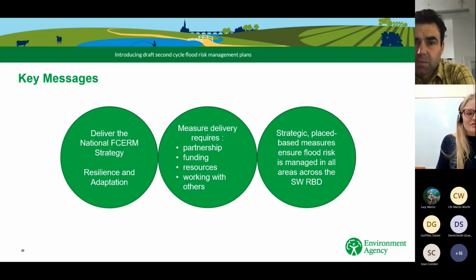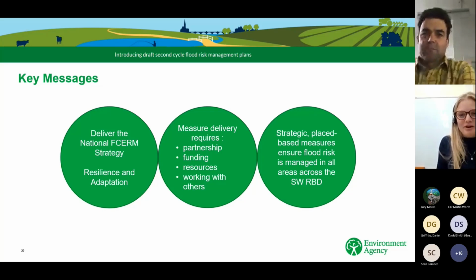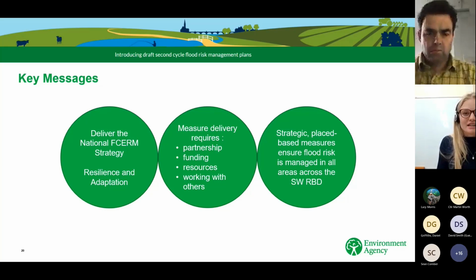Hopefully that gives you a bit of a flavour of the types of measures that we've put into the flood risk management plan, and hopefully they are specific to the Tamar Catchment Partnership. And then you can have a read of the measures through the consultation link to see what else we've got in there.